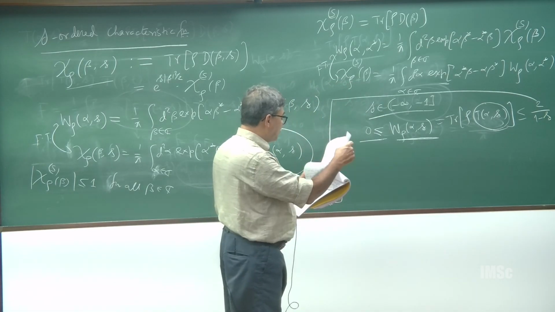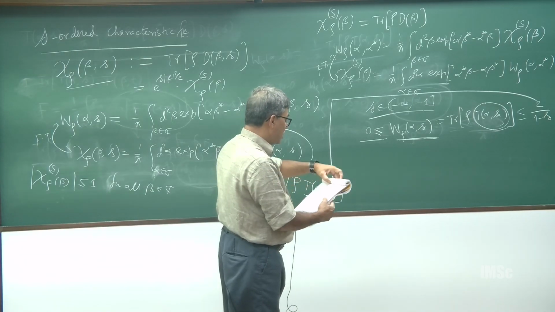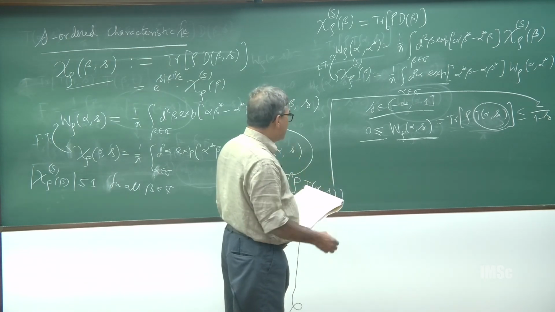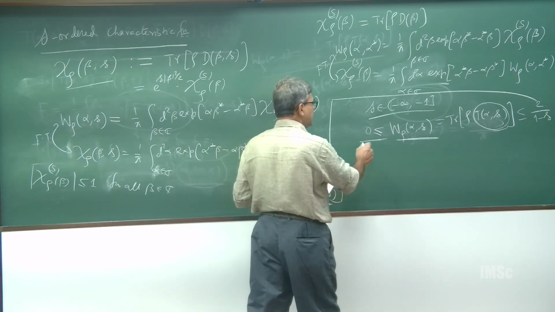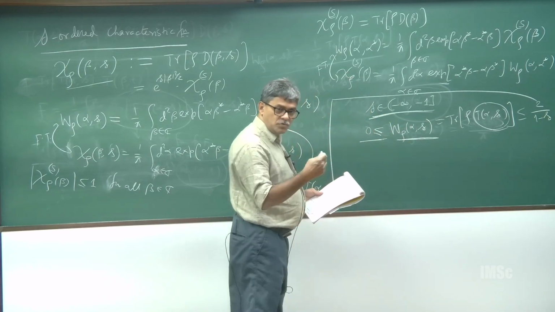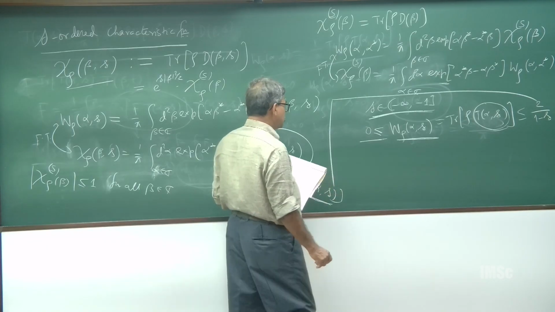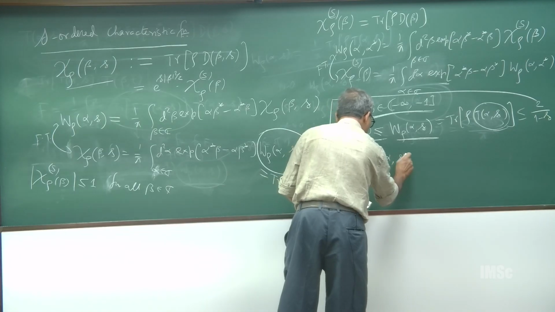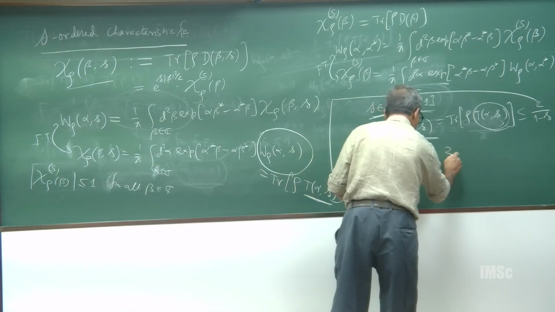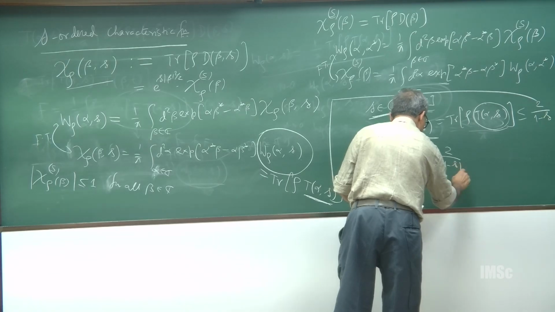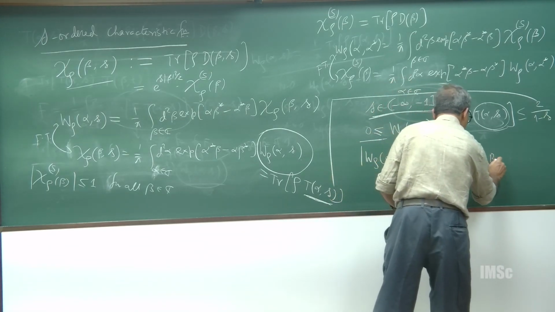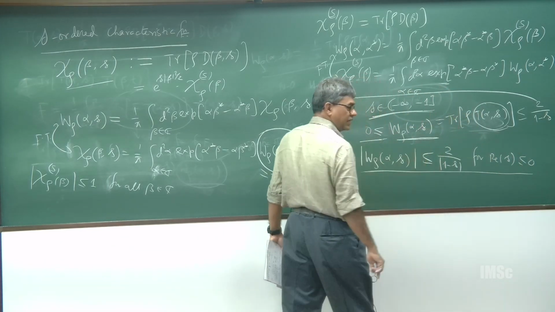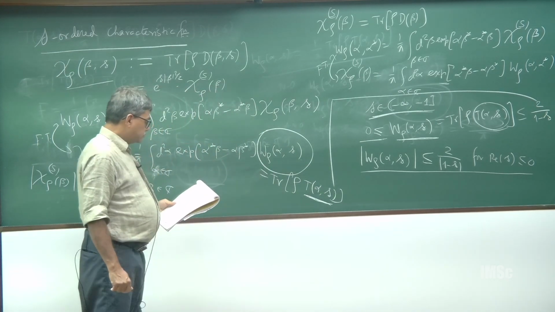So, anyway, in fact, you can show that even if you go beyond this range, the magnitude of rho alpha s is less than or equal to 2 by the magnitude of 1 minus s for real part of s less than or equal to 0. Okay. So, this is more general than this.